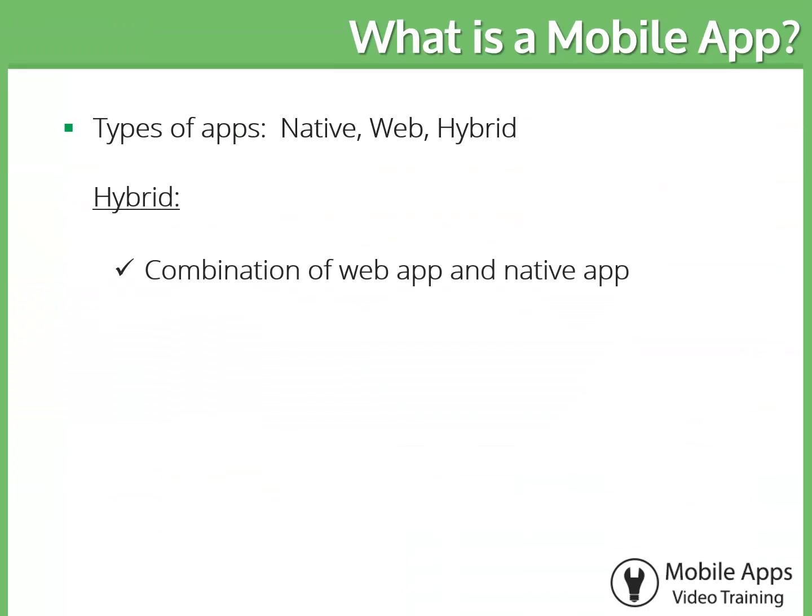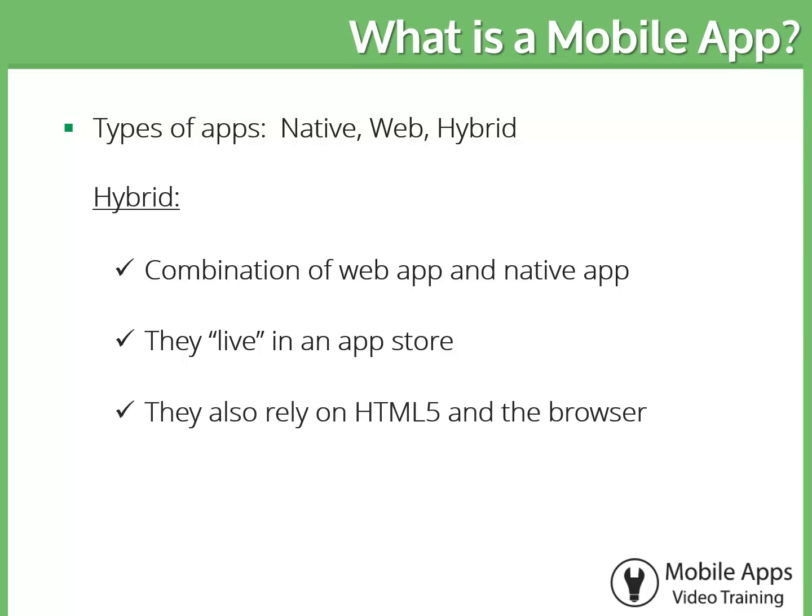Hybrid. A hybrid app is just what its name sounds like, a combination of web app and native app. They live in an app store and can make use of a device's features in much the same way as a native app. However, they also rely on HTML5 and the browser, except that in the case of a hybrid app, the browser is embedded in the app.